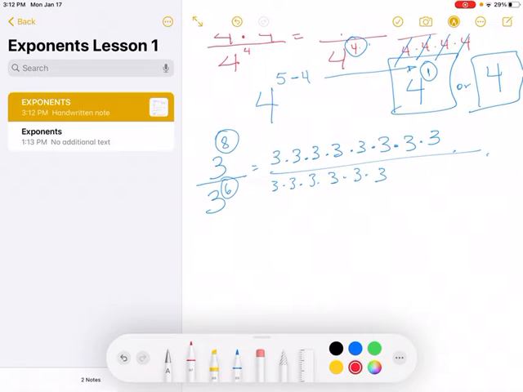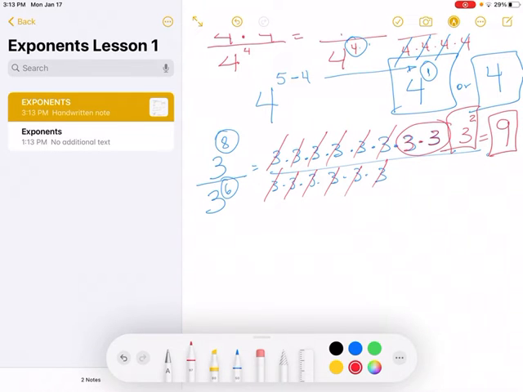Now, since the top and the bottom are the same bases, you could simplify top and bottom, and you are left with 2 of them. So it is 3 to the second, because there's 2 of them, or you could say 3 times 3, 9. Okay? 3 to the second or 9. I would write both answers. 3 to the second is with the power, and 9 is just the total of 3 to the second.